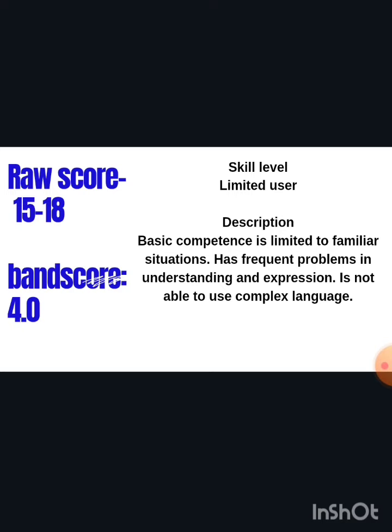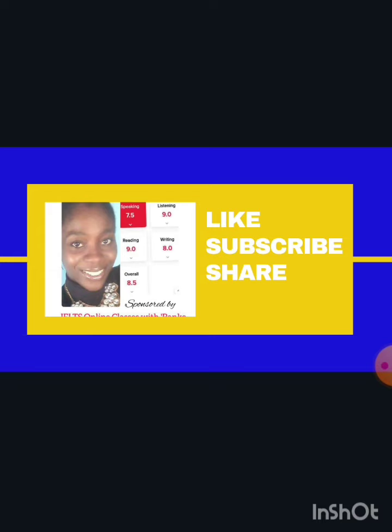Still a limited user, but I always advise that you aim at the sun so that when you land in the moon, you're safe. So always aim at band 9, that is to score all 40 questions correctly. And it's possible because I did it. Many of my students have gotten a band 9 in their reading module, and you can do it too. So this is where I will be wrapping up in this video.